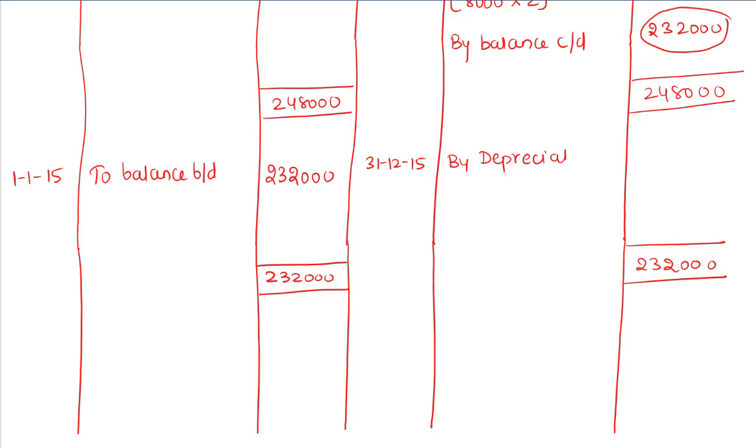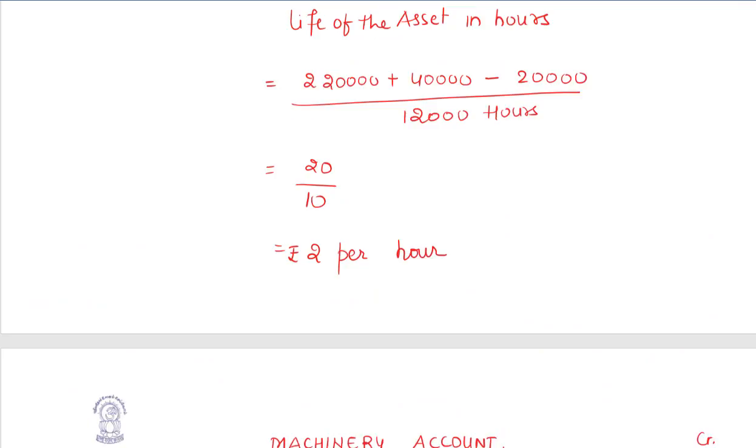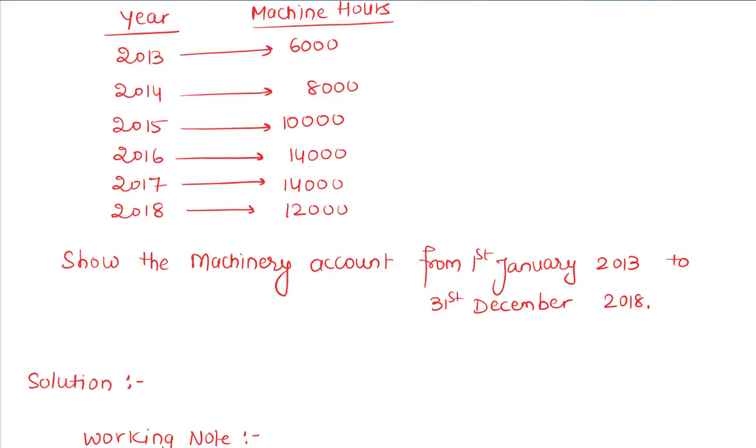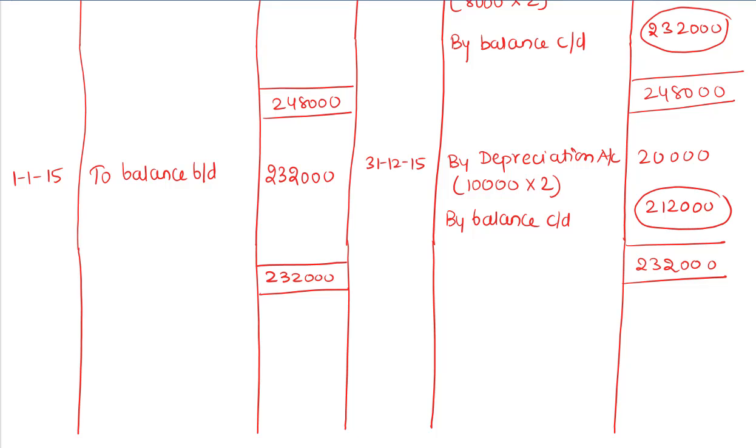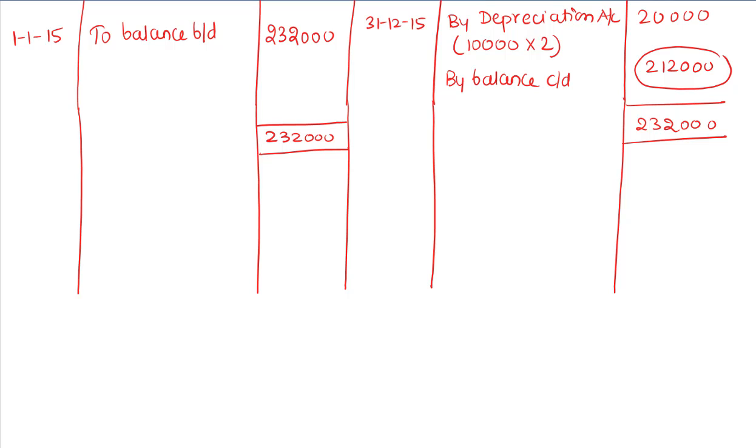By depreciation account, just see the usage in hours. For 2015 it is 10,000 hours. So 10,000 multiplied by 2, 20,000. By balance carried down, 2,32,000 minus 20,000, 2,12,000. This would be the closing balance.